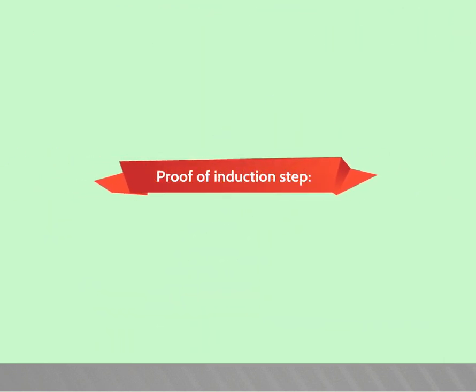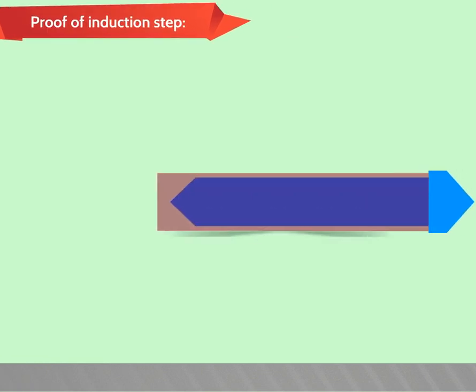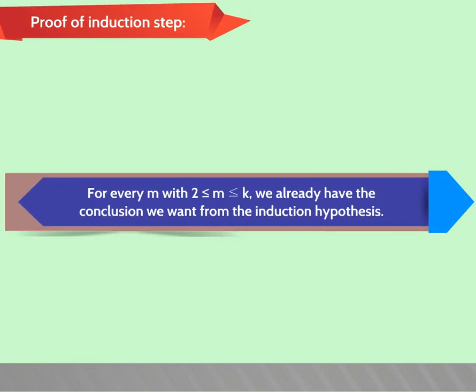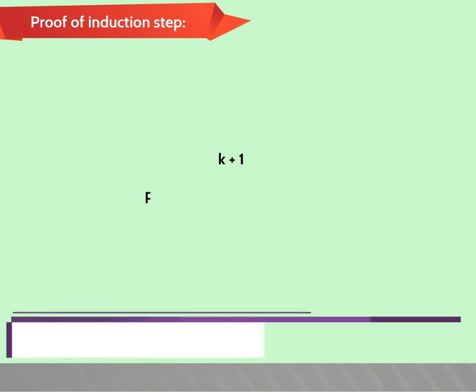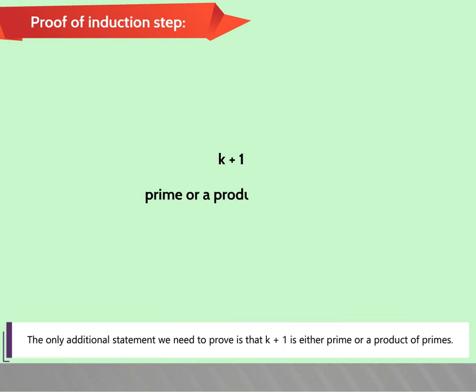Proof of induction step. For every m with 2 less than or equal to m less than or equal to k, we already have the conclusion we want from the induction hypothesis. The only additional statement we need to prove is that k plus 1 is either prime or a product of primes.